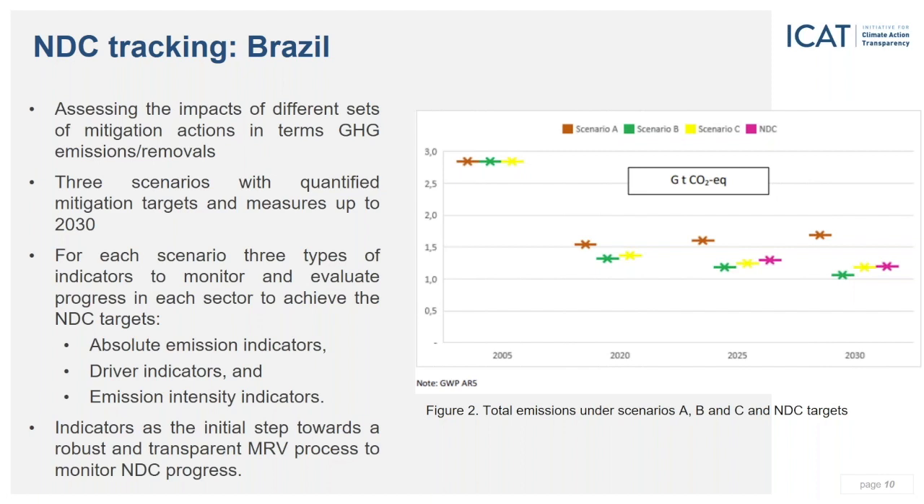So 3 scenarios were assessed with quantified mitigation targets and measures to achieve those targets. And you see here the graph showing the NDC target in red, and then 3 scenarios, A, B, C, which indicates that scenario A was not quite sufficient to meet the NDC target, whereas the other 2 were sufficient, and in particular scenario B was even overachieving the NDCs. So for each of these scenarios, then the work was developed to identify indicators and values that will help to evaluate progress in moving towards the implementation of these scenarios.